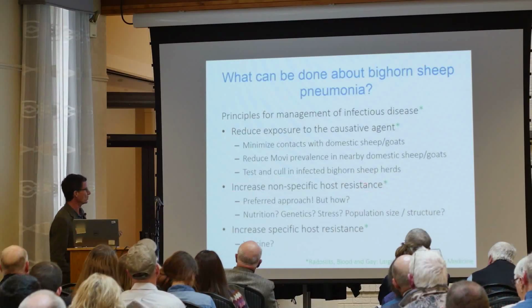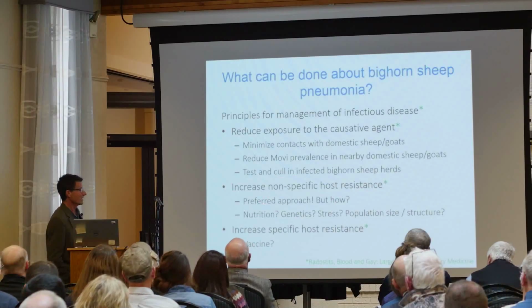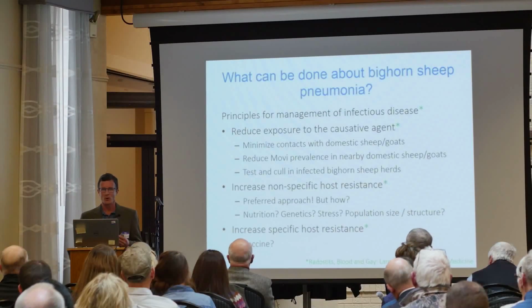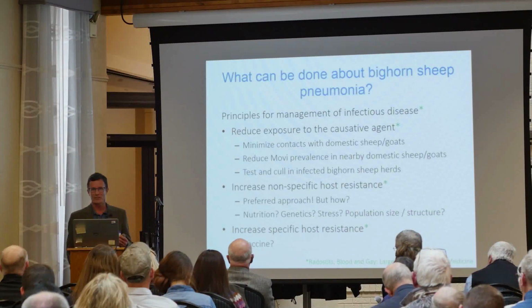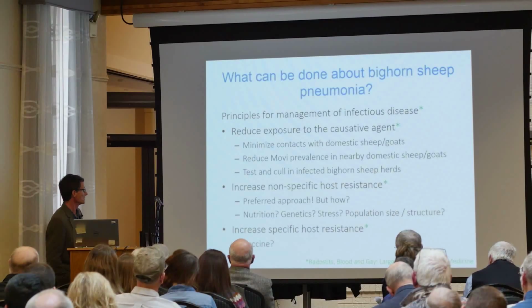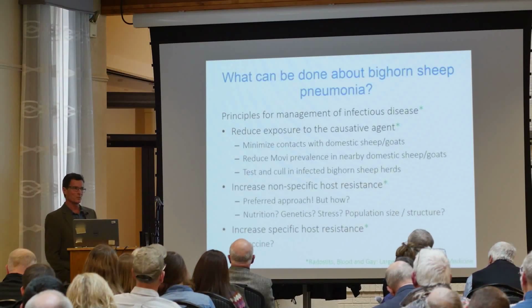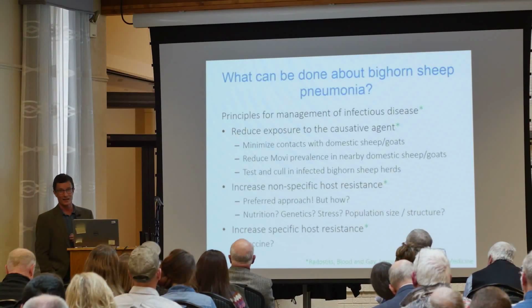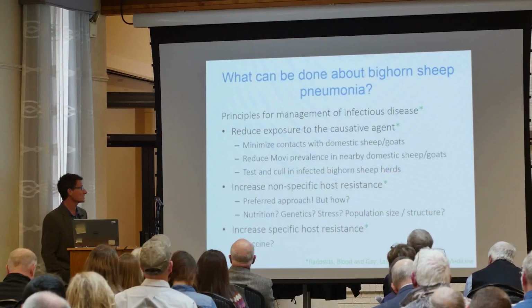Increasing non-specific host resistance is the second principle, and this would be the best thing by far, if we could make the bighorn sheep more resilient and not have to do all the other things that are necessary to prevent this disease. But the question is, how do we do that? And we do not know, I think, right now, any way that we can do this.